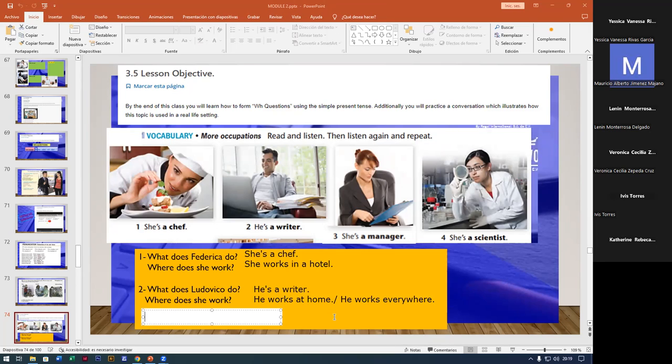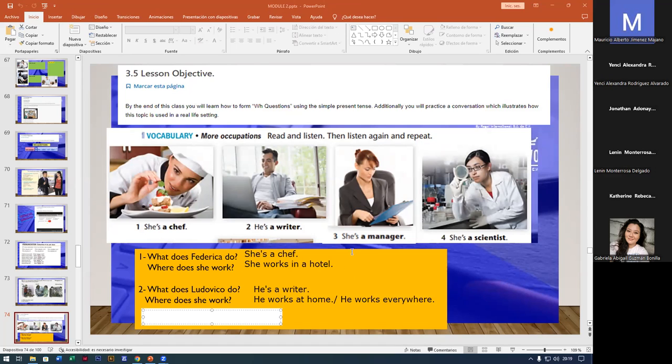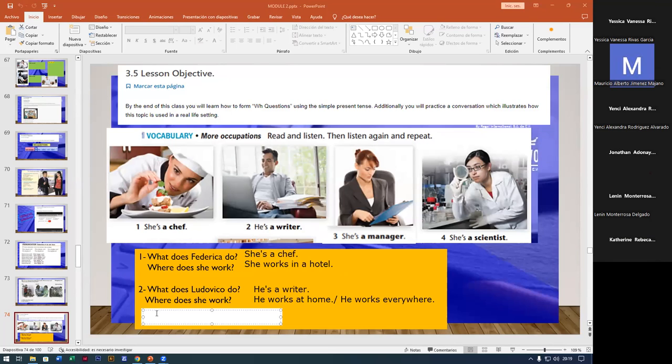What about number three? Now you're going to invent a name. Number three, invent a name. Lenin, are you present? Lenin Monterrosa? No? Vivi, pongámosle. Or Ivy. Vivi, la hija de Ludovic. Oh, yes. Okay, let's put her. What does Ivy do? Go ahead. Formulate the question. What does Ivy do? Excellent. Where does she work? Very good. What does Vivi do? Answer.